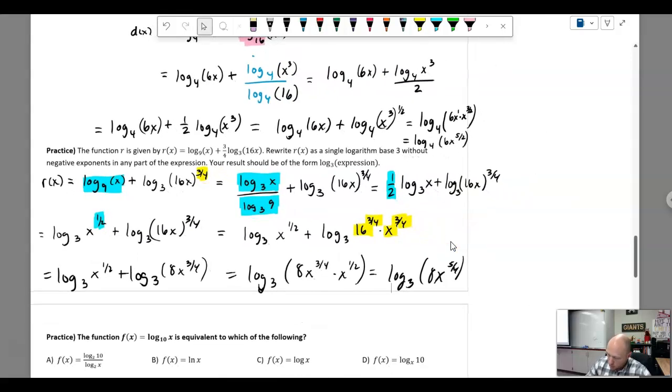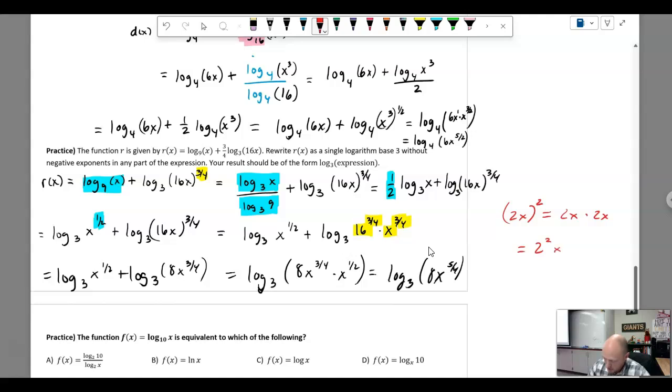And if you're unsure why, just ask yourself, what is 2x quantity squared? Well, isn't that 2x times 2x, which is 2 squared times x squared? So when you have a coefficient, moral of the story is you distribute that power to the coefficient as well. So 16 to the power of 3/4 just gives you 8. We can see this here.